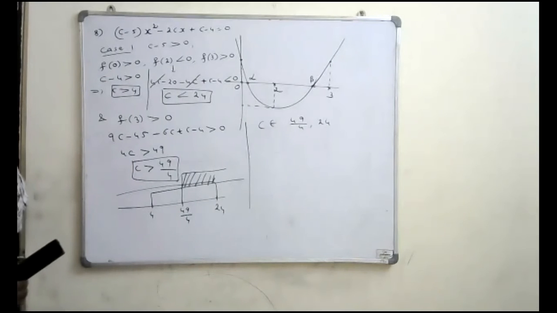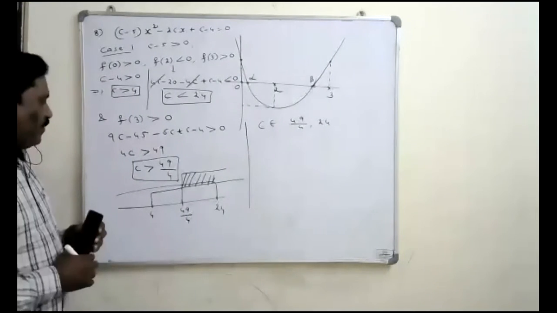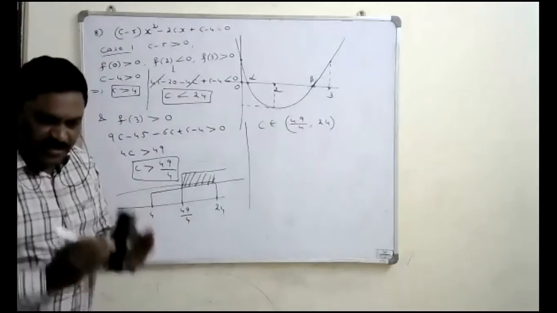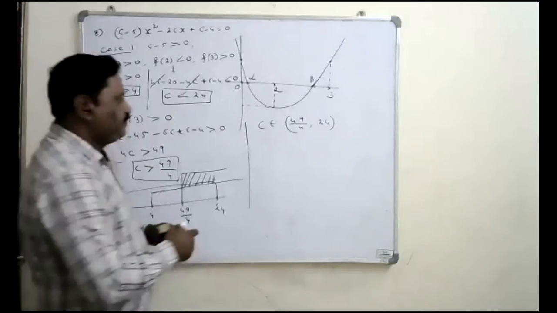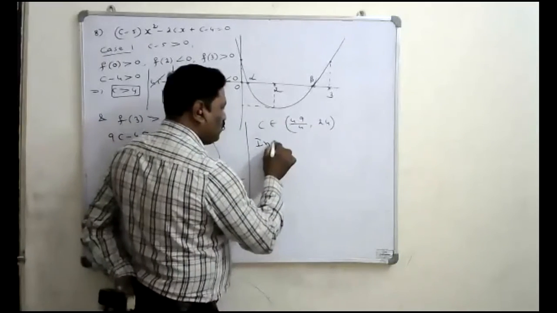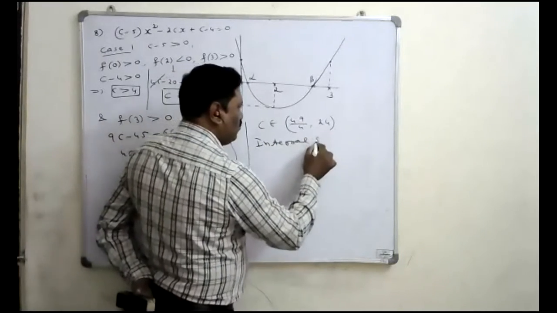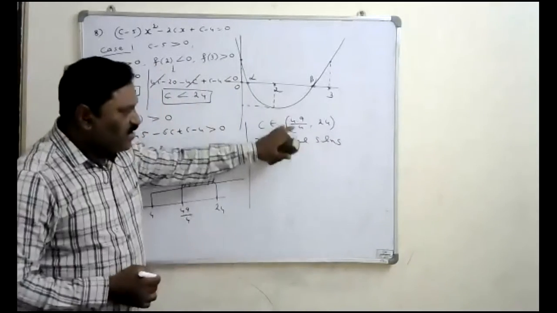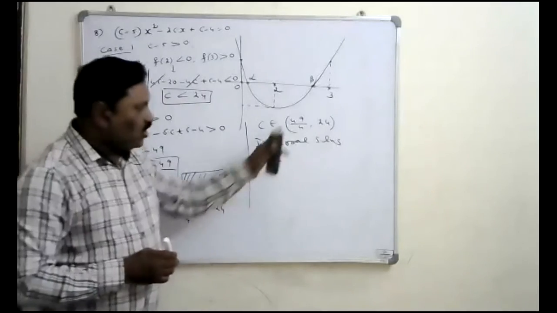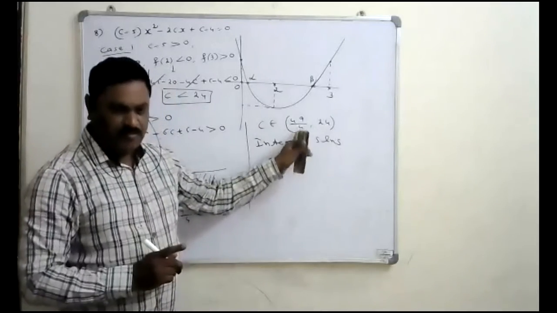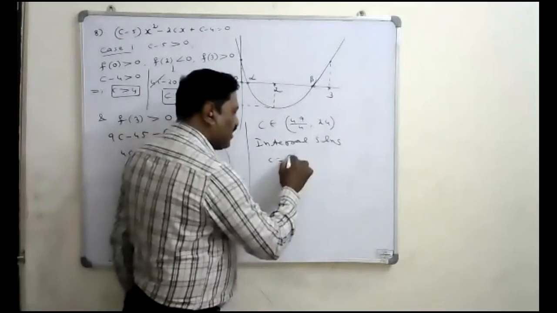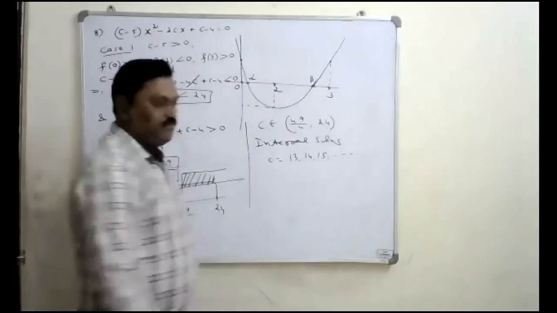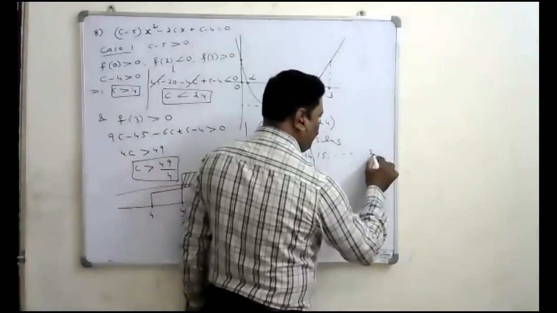Which bracket do we take? Open bracket. Equal to is not there. Now tell me, in between that interval, what are the integral solutions? 12, 13, 14, 15, 16, 17, 18, up to 23, because 49 by 4 means 12 point something. 12 point something means 12 will not be included in this. More than 12 you have to take. So what is the next integer after 12? 13, 14, 15. Up to where? Up to 23.